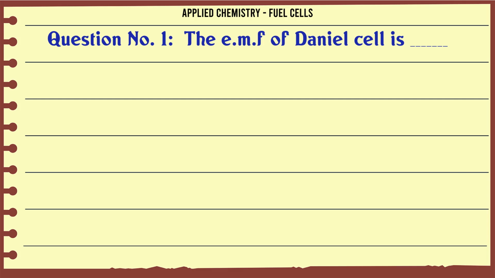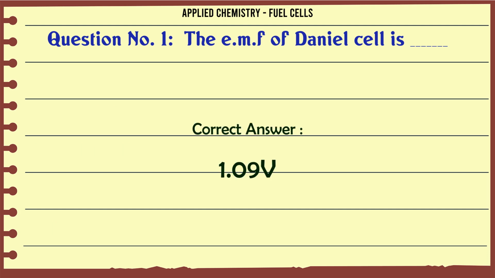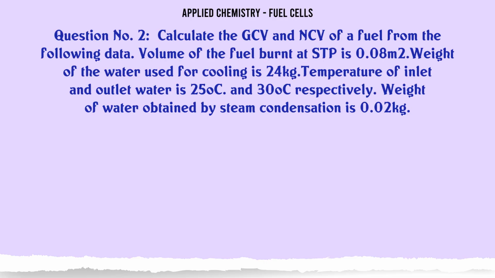The E.M.F. of Daniel's cell is A. 1.02 V, B. 1.00 V, C. 1.09 V, D. 2 V. The correct answer is 1.09 V. Calculate the GCV and NCV of a fuel from the following data.